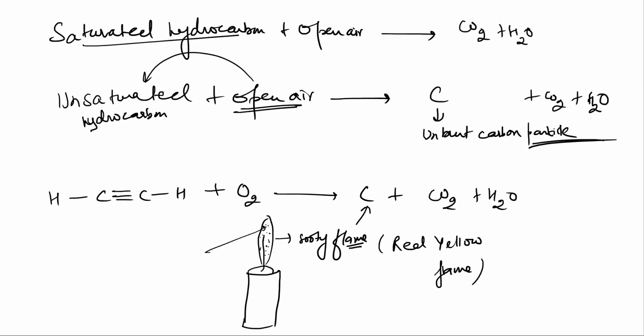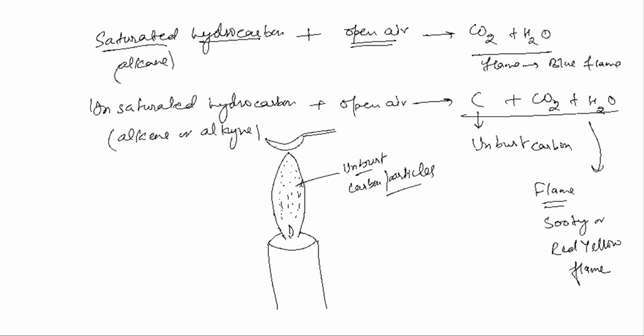The proof of this is that when you burn a candle and you place a spoon over it, you will find that your spoon will get blackened. Okay. So why does it get blackened? And what is that black colored substance that is depositing on the lower face of the spoon? That is the unburned carbon particles present in the flames.